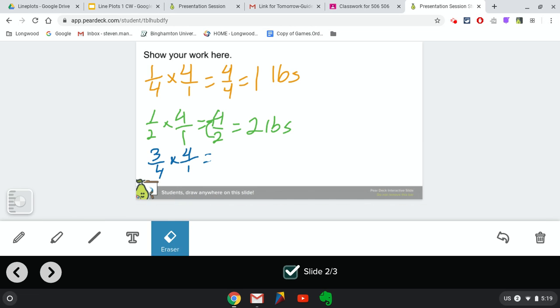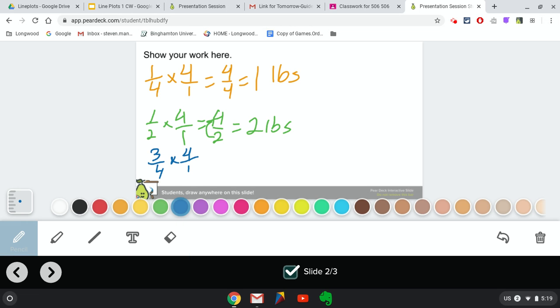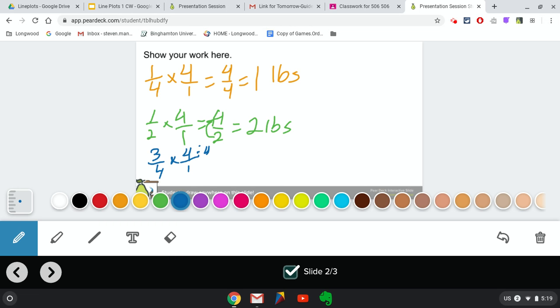So I'm going to take away my equal sign. I'm going to cross cancel here and say I can divide u by 4. And then I'll have 3 over 1 times 1 over 1, and I'll get 3 over 1, or 3 pounds.